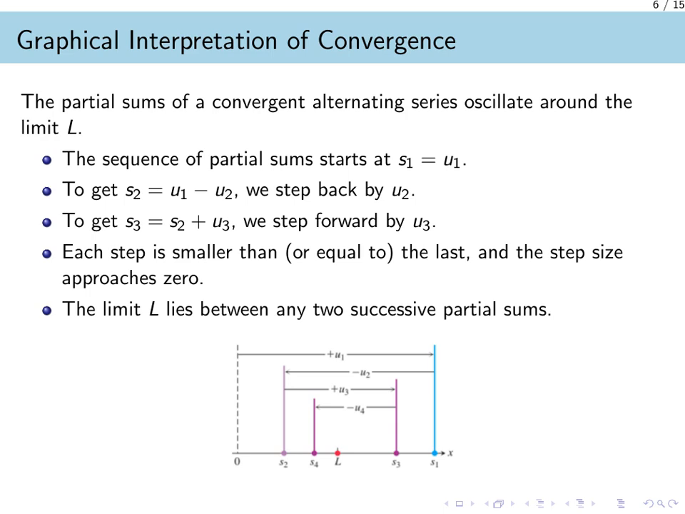We continue this back and forth, or seesaw motion. Because the series satisfies the test's conditions, each step is smaller than the one before it, and the step sizes eventually shrink to zero.